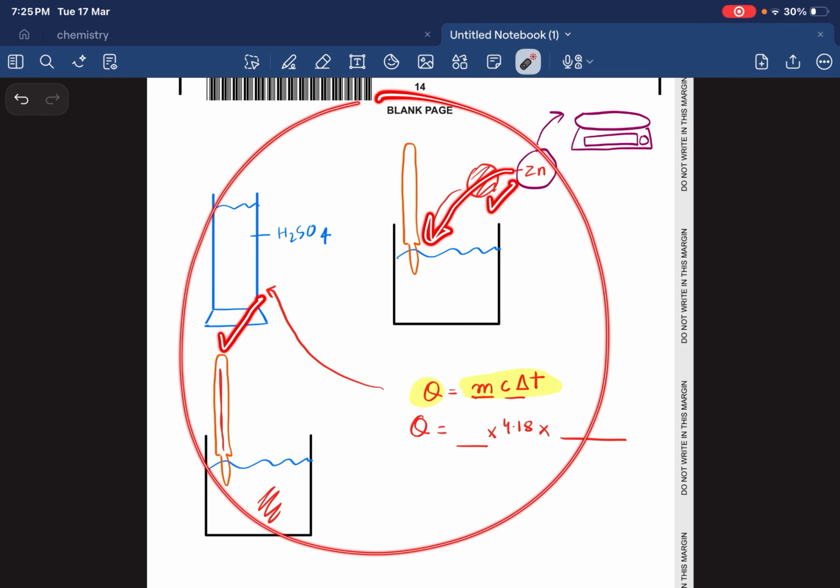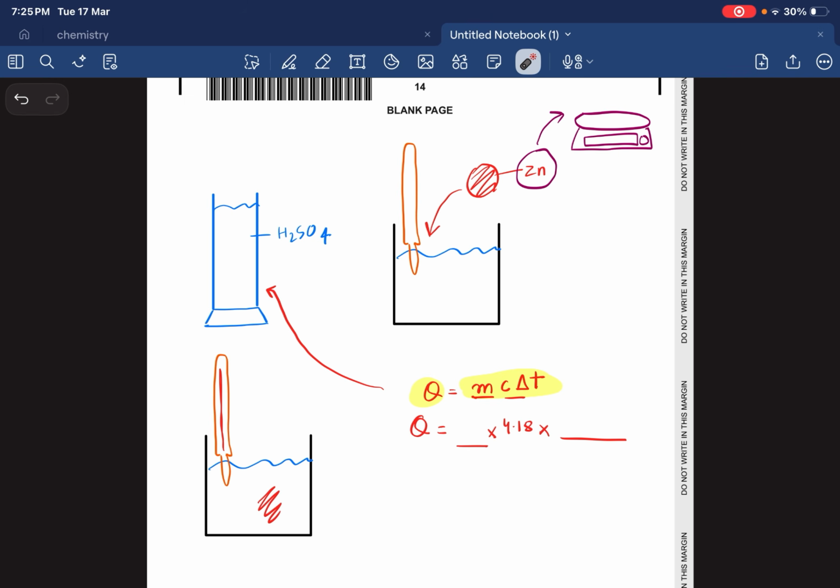I'm going to do this experiment again, and in my equation, delta T is going to be different for magnesium because it's a different metal, but otherwise I'm going to take everything as the same. Do you get what I'm trying to do over here? That's the kind of experiment I do.